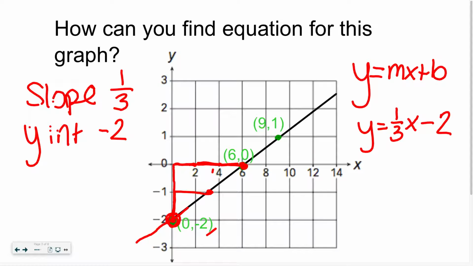All you're really doing, like Mrs. said, is substituting. The slope is m and the y-intercept is b. So at this point, when you're making that equation and you have your slope and you have your y-intercept, all you really have to do is substitute it in to y equals mx plus b.